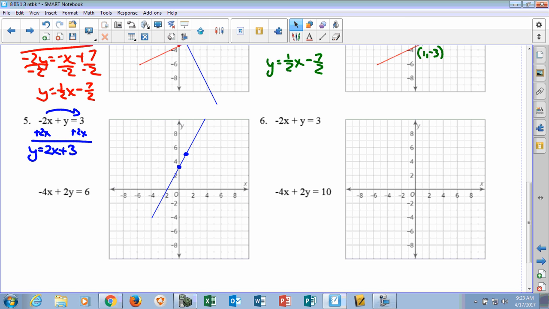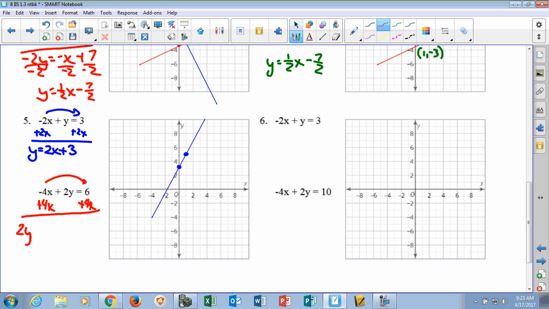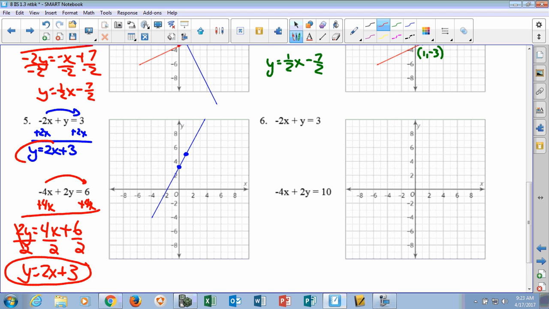There we go. Now that I've got my first line drawn, I am going to do the same thing with this one. I'm going to move the 4x over by adding 4x to both sides, and I get 2y equals 4x plus 6. Now I need to divide everybody by 2, and I get y equals 2x plus 3. And look what I notice here. This and this are the same equation.